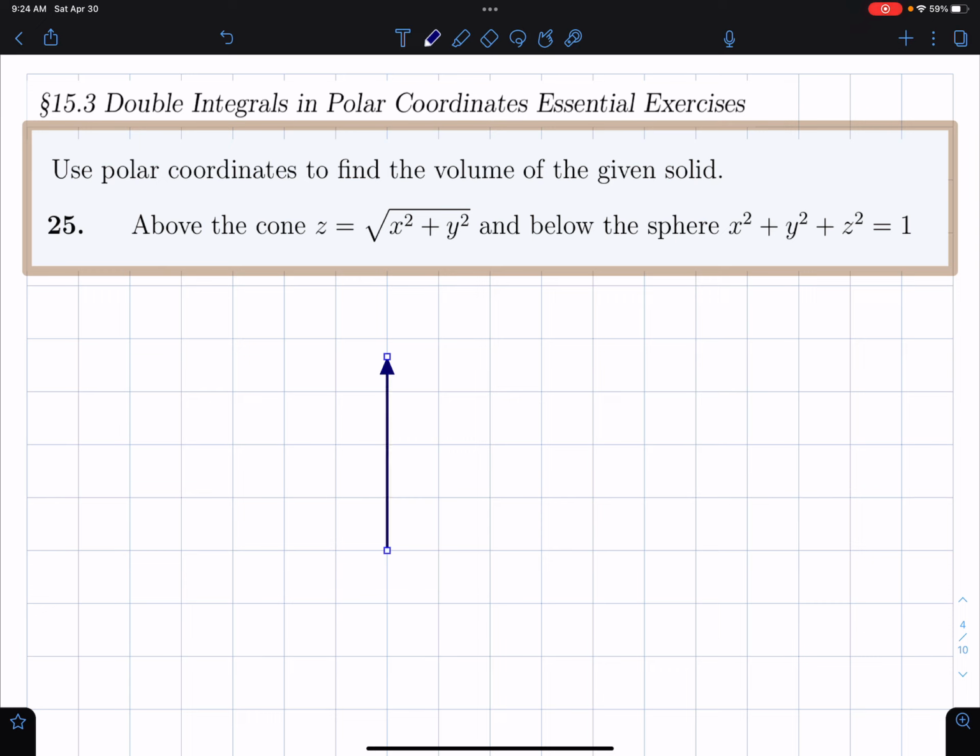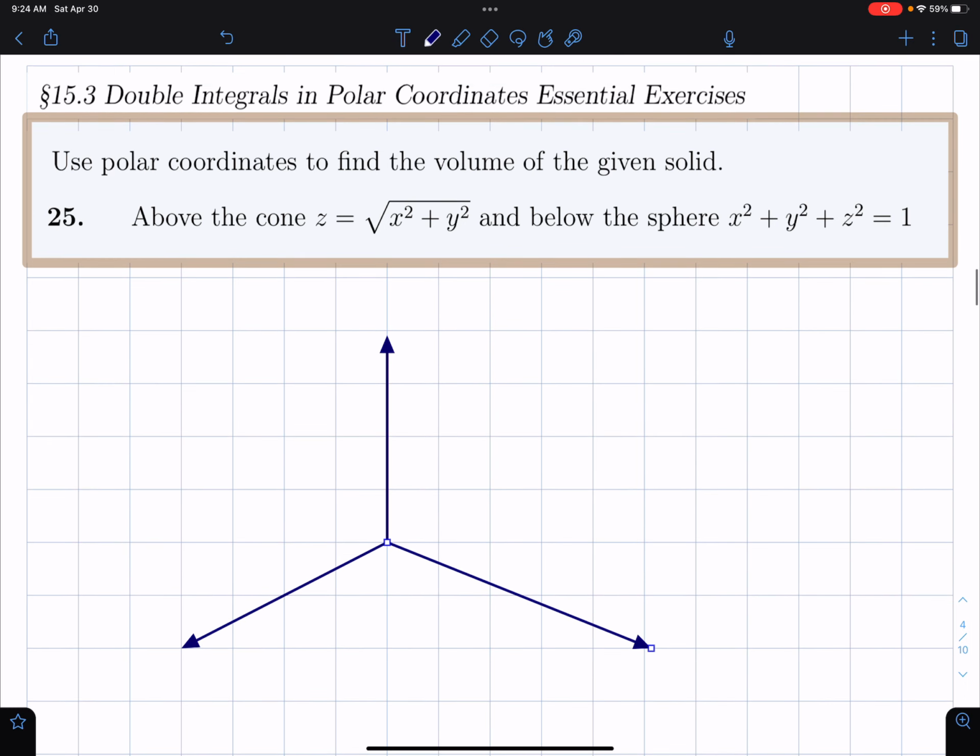Right, so we have a cone and a sphere. So let's see about that and how easily we can sketch that graph. The sphere, I think, is a little easier if you know that the equation of a sphere is x squared plus y squared plus z squared equals r squared. So the radius of this sphere would be r. You might use a different letter besides r, but anyway.